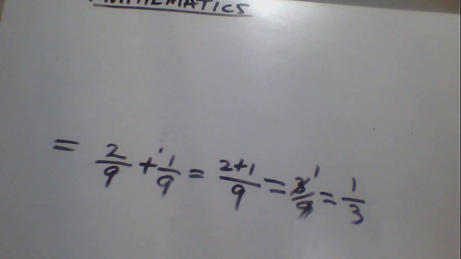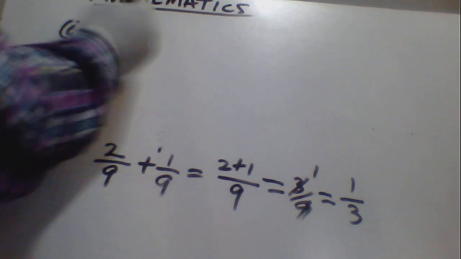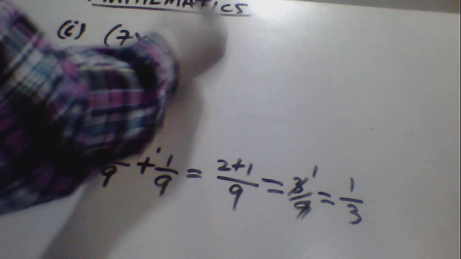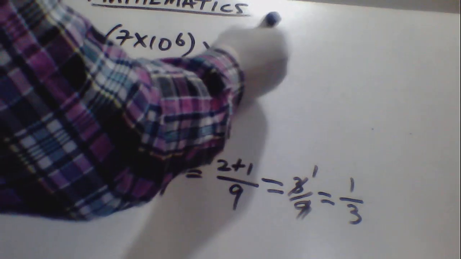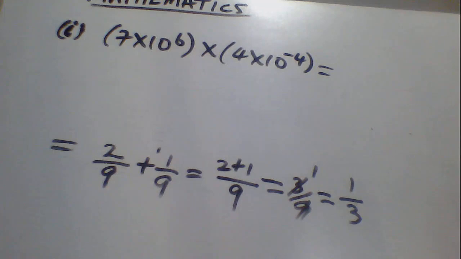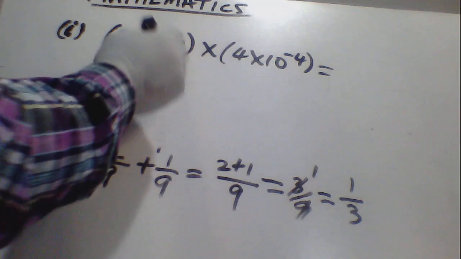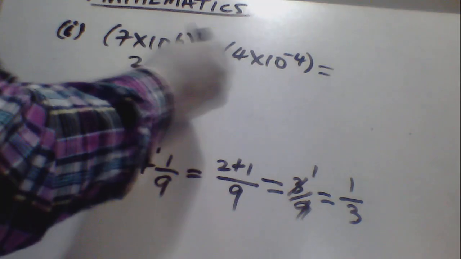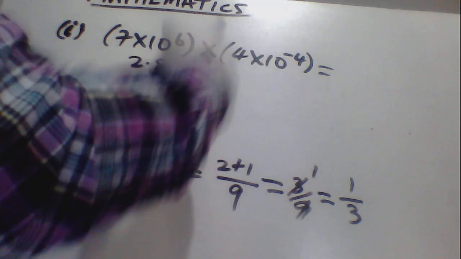So the first question here with its answer, you are given 7 times 10 raised to power 6 times 4 times 10 raised to power minus 4. Solution to this: in this case, I will write the answer in standard form for simplicity. We have 2.8 times 10 raised to power 3.